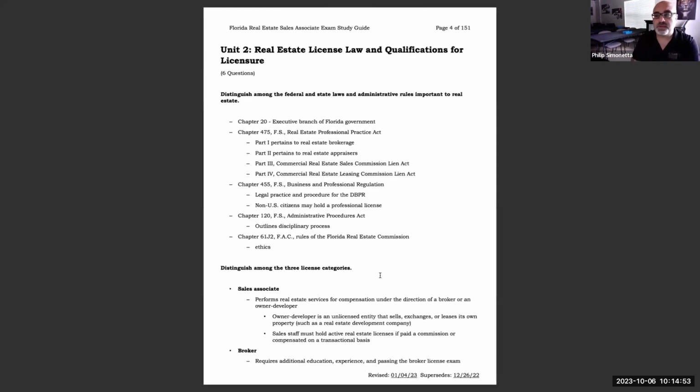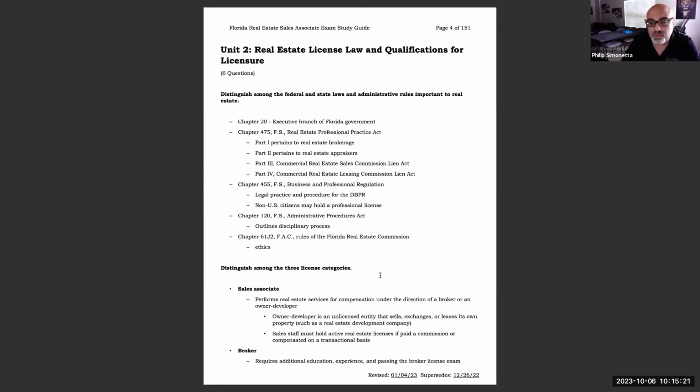Now let's take a look at Unit 2. Okay. Unit 2 is about real estate license law and qualifications for licensure. There are 6% of the questions on your state exam from this unit. So you're going to have 6 questions out of 100. Okay. So the first area you want to look at and what you want to be able to determine is to distinguish among the federal and state laws and administrative rules important to real estate.